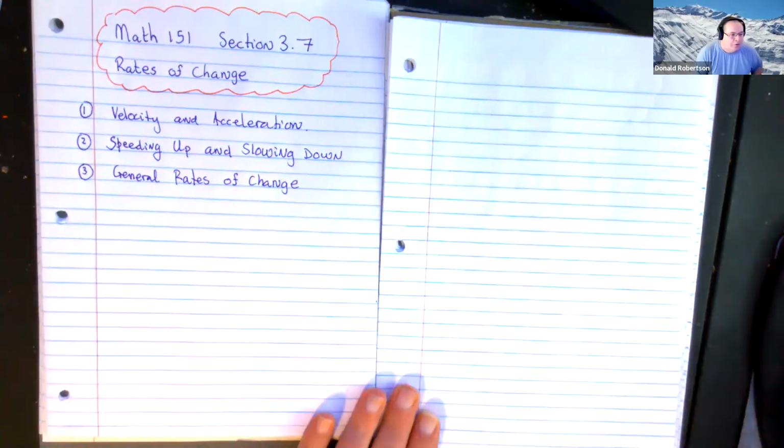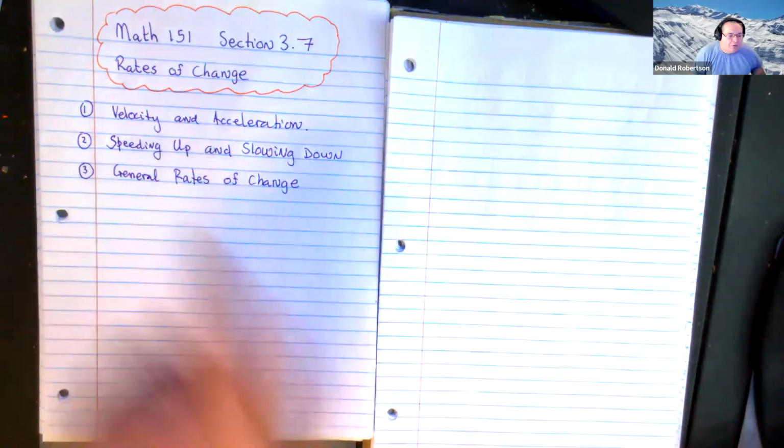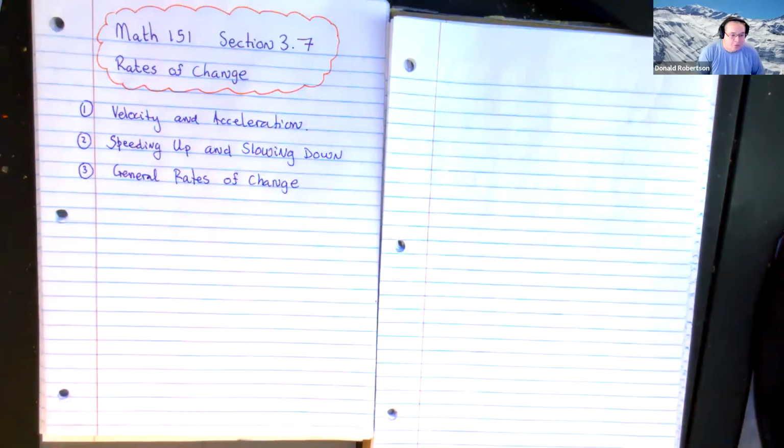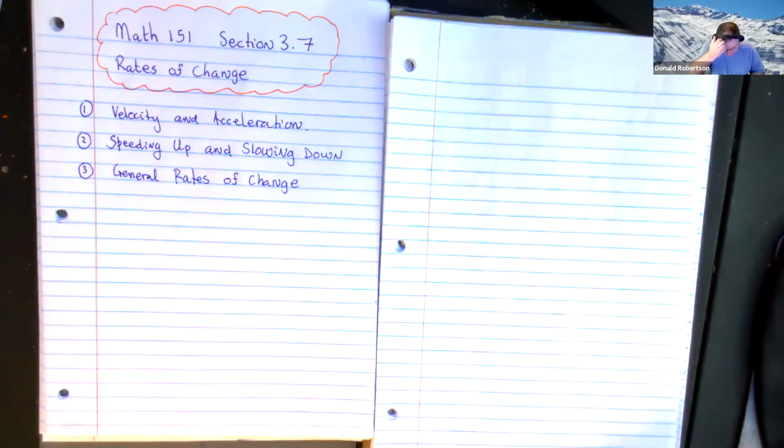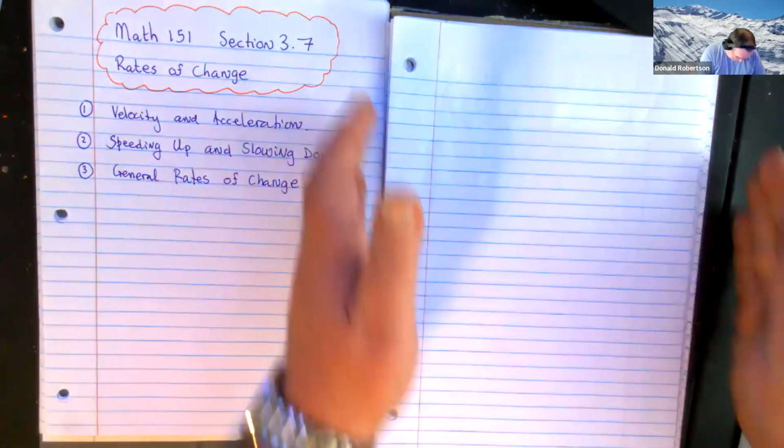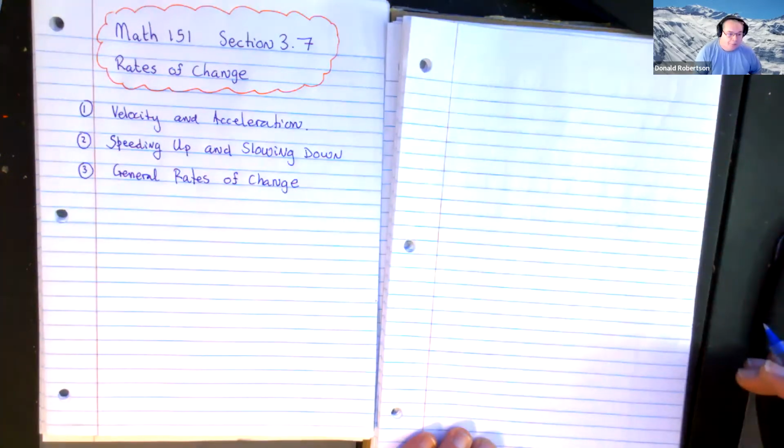Right. So what we're going to be looking at is section 3.7, which is called rates of change. And these are the three main topics. The first one is we're going to look at velocity, how to calculate velocity and acceleration. We already know how to do that, but we'll do it in more detail.